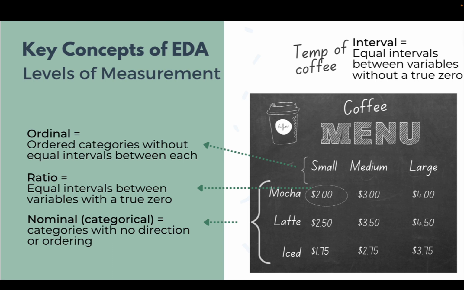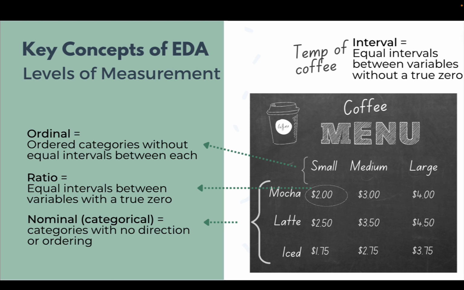First is the type of coffee drink, which is a nominal or categorical variable. This level of measurement categorizes your data by labeling them in mutually exclusive groups, but there is no order between the categories. Next is the size of a drink. This is an ordinal measure. You're able to categorize and rank your data in an order, but you cannot say anything about the intervals between the rankings. Next is the temperature of your coffee, which is an interval measure.